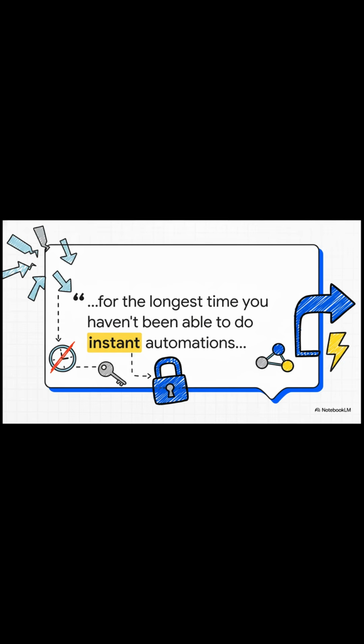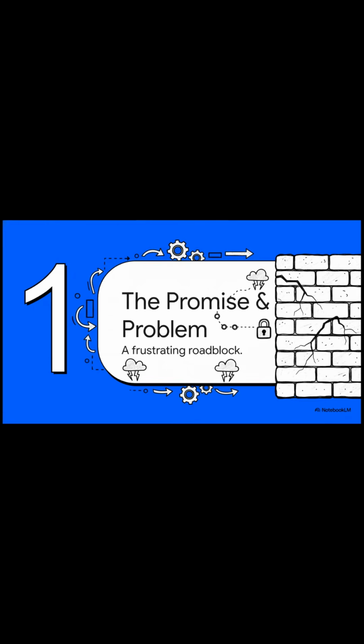As Notion expert Dmitry Panichi puts it here, the platform was fundamentally missing a way to make things happen instantly. And that one missing piece was the roadblock for any kind of real-time automation. So to really get why this update was such a massive deal, we first have to zoom in on the specific, frustrating problem that basically every single person trying to automate Notion eventually ran into.